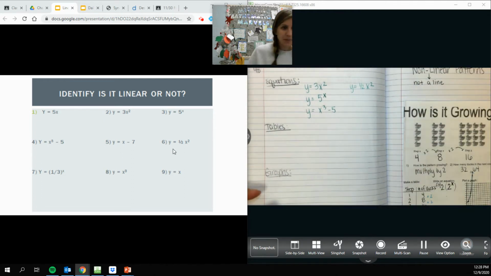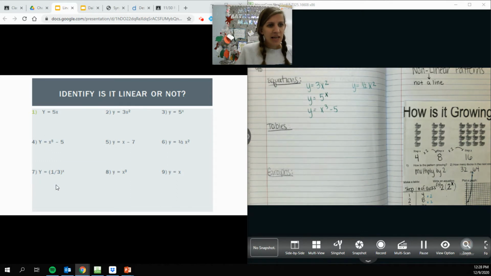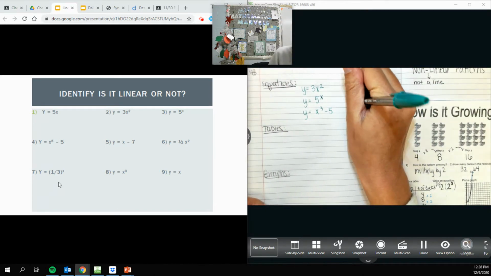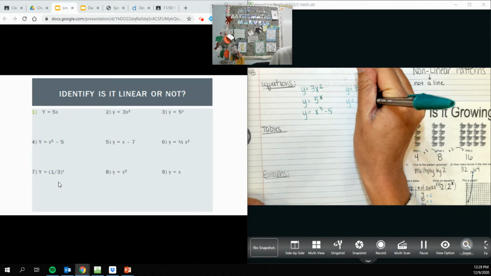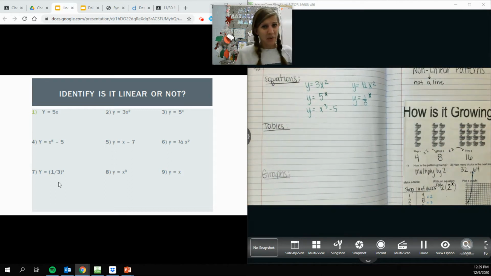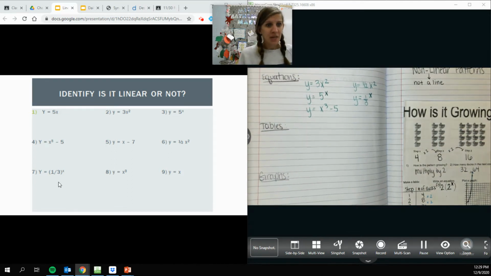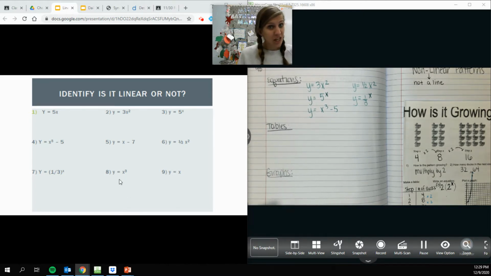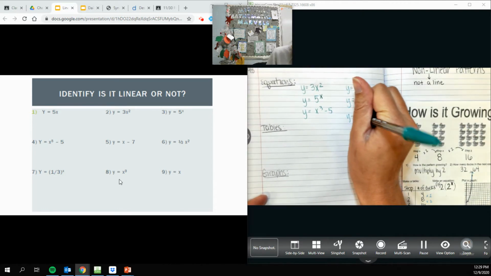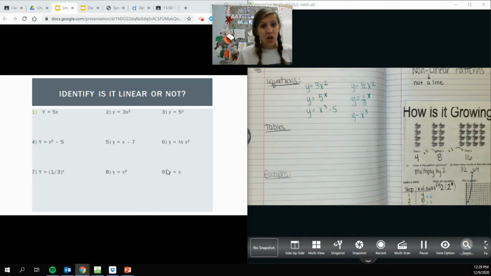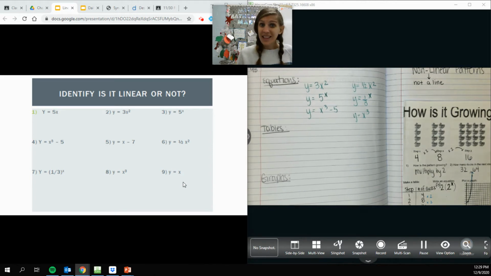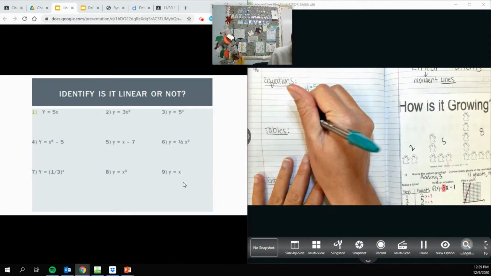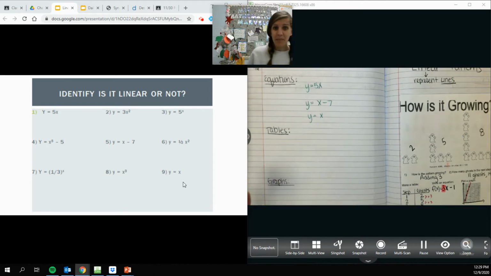Can't have exponents. Right here we have y equals 1/3 to the x power. Not linear. Again, cannot have exponents. Even more so, you can't have x as an exponent. That's real, not linear. This one here, y equals x to the 3rd. It's got an exponent, not linear. And then last but not least, y equals x. That's linear. X does not have a power. It's being multiplied again by 1.